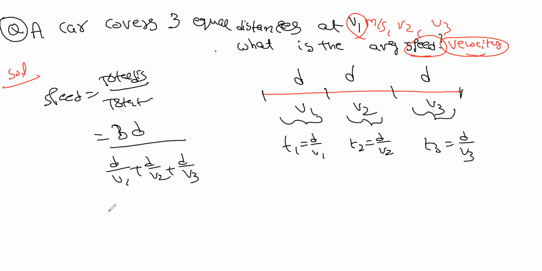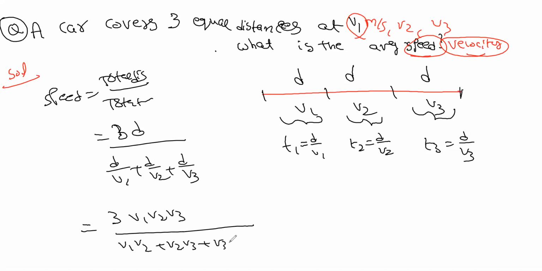Okay. Yes. And if you calculate, you will get the answer as 3 v1 v2 v3 by v1 v2 plus v2 v3 plus v3 v1. And this is the answer if you calculate at the end. Okay. Yes. Understood how to do this type of questions when they give just velocities and tell equal distances?